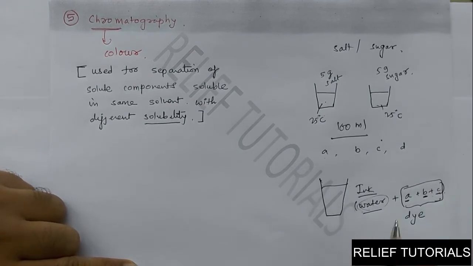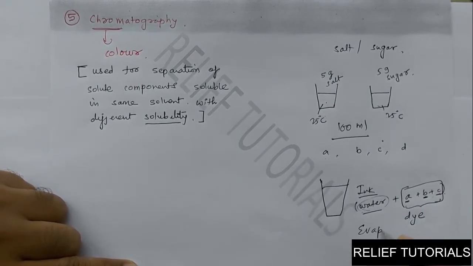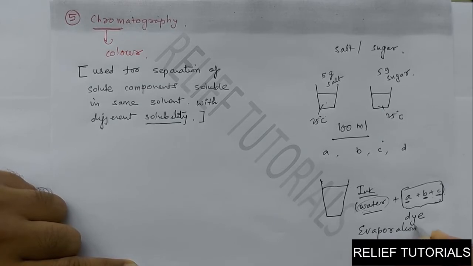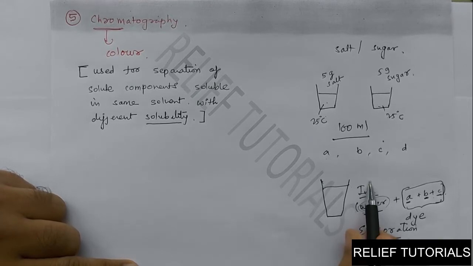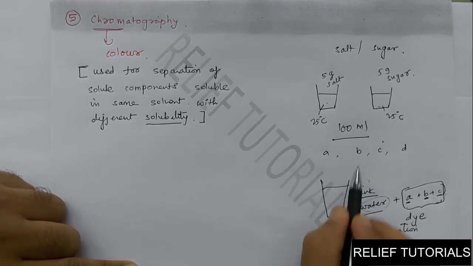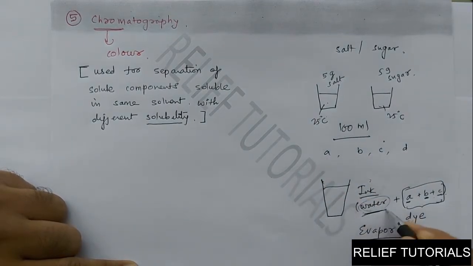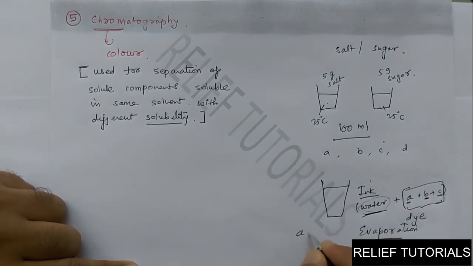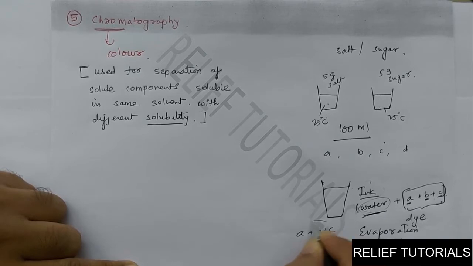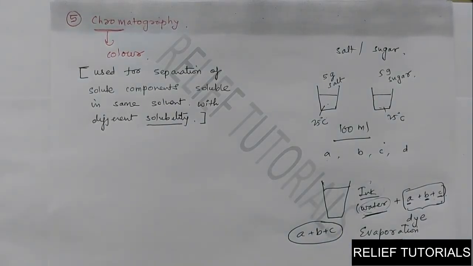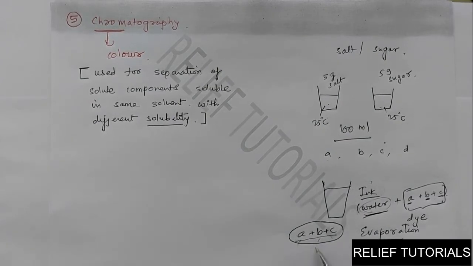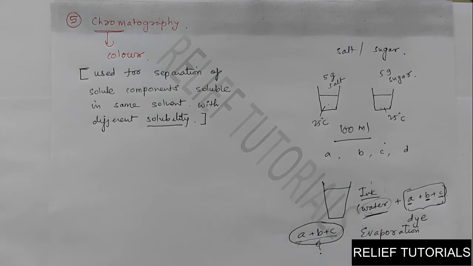First of all, we have taken the example in the case of evaporation. In the case of evaporation, what can we do? You can gradually heat this ink and water will be evaporated. So once the water has evaporated, what will you be left with? You have only the mixture of three dye particles. Now the question is, how can you separate these three?